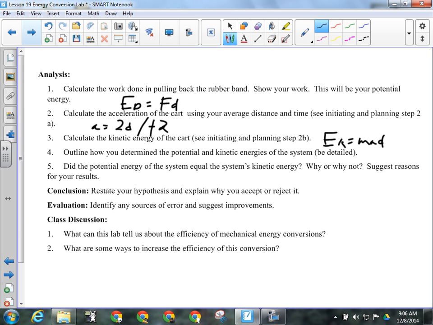How did we figure out? It's basically what you're going to be saying in your own words, what it said in the procedure. The potential energy came from us doing this. The kinetic energy was calculated by figuring out this amount or whatever.